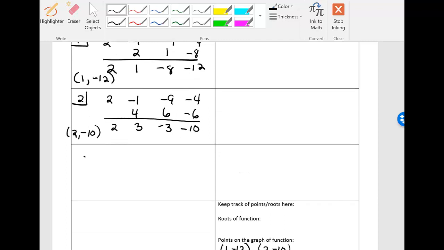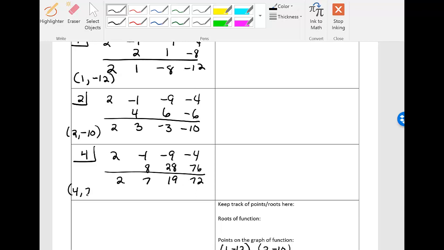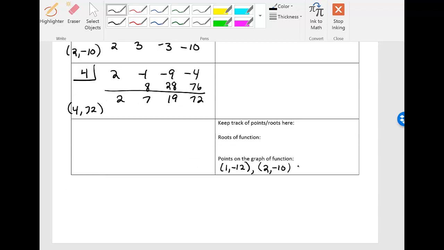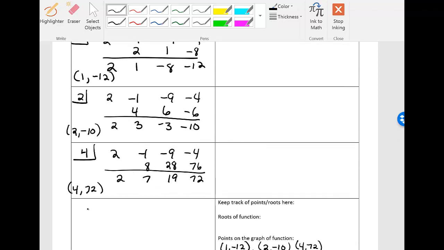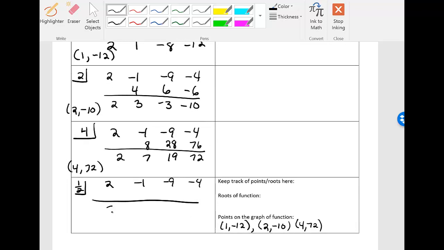So the next one I'm going to do is 4. And again, no bobblehead dance. So 4, 72. I was hoping to not have to do the fraction. I know we love them, but that's okay. We'll do it and we'll see if we get an answer. And it's not looking good.